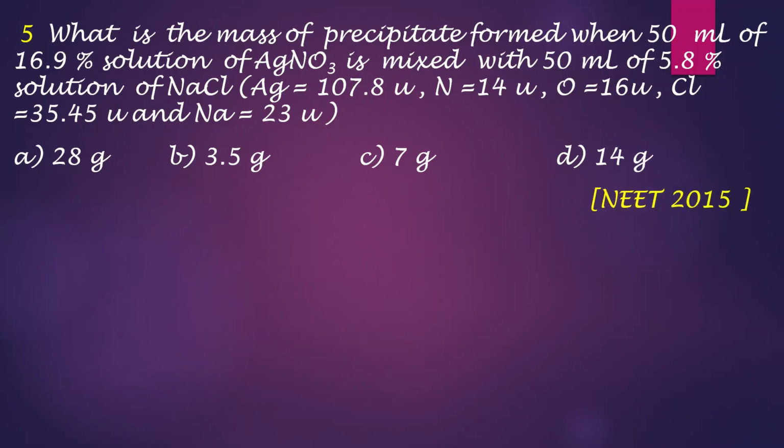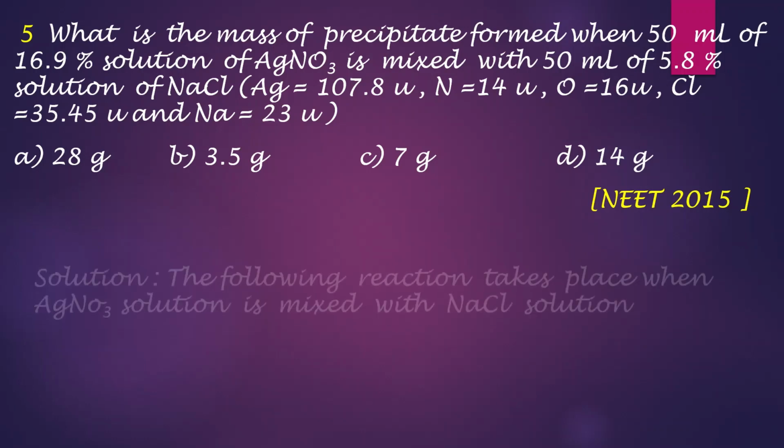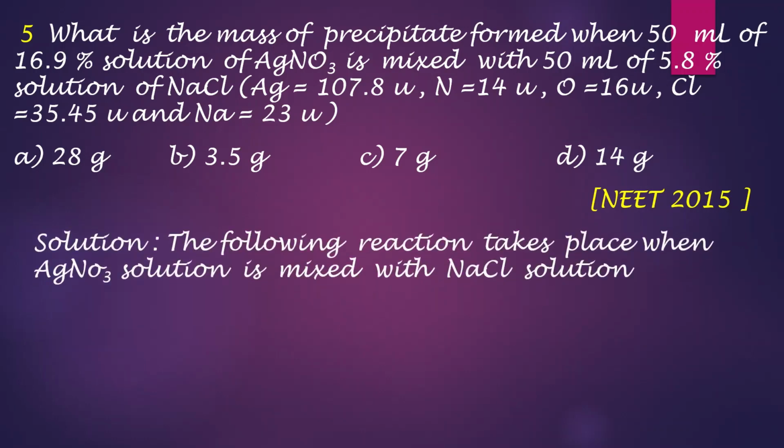Dear friends, this question was asked in the NEET 2015 examination. Now in this question, it is given that 50 ml of 16.9% solution of AgNO3 is mixed with 50 ml of 5.8% solution of sodium chloride. When you mix these two solutions, a precipitate of AgCl is formed, and the following reaction takes place. We can see the equation: AgNO3 plus NaCl gives AgCl plus NaNO3.